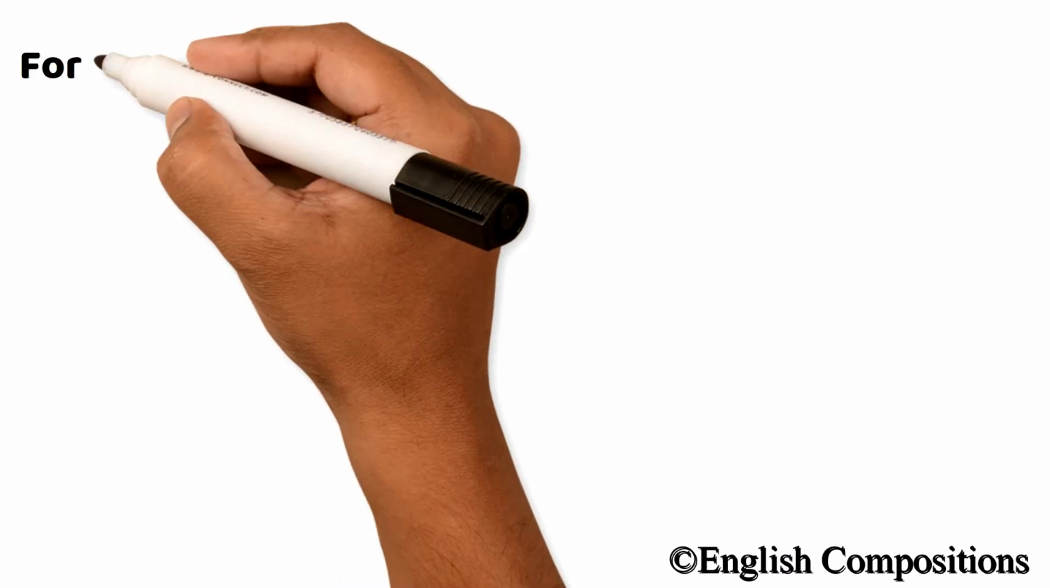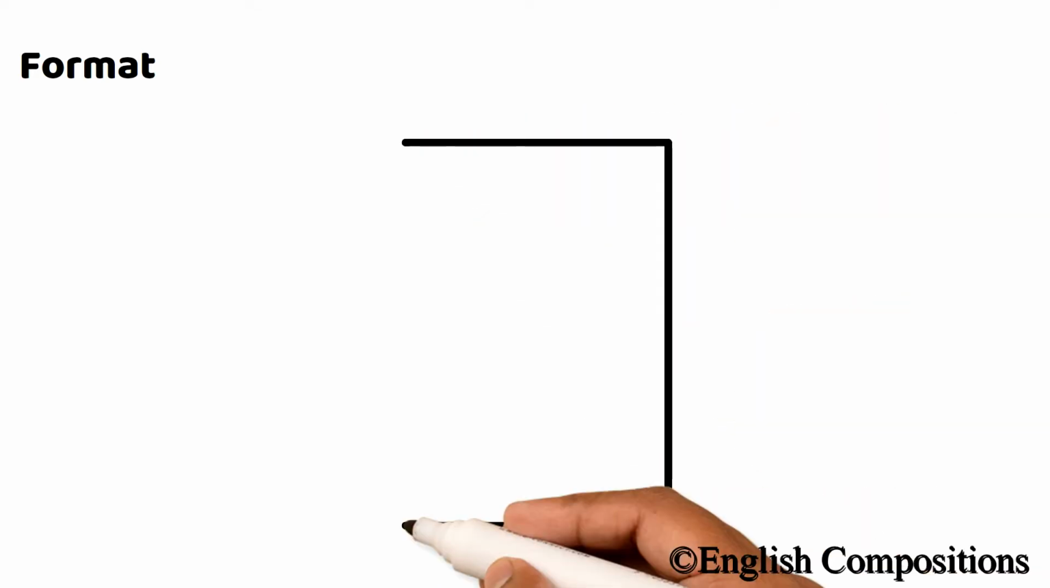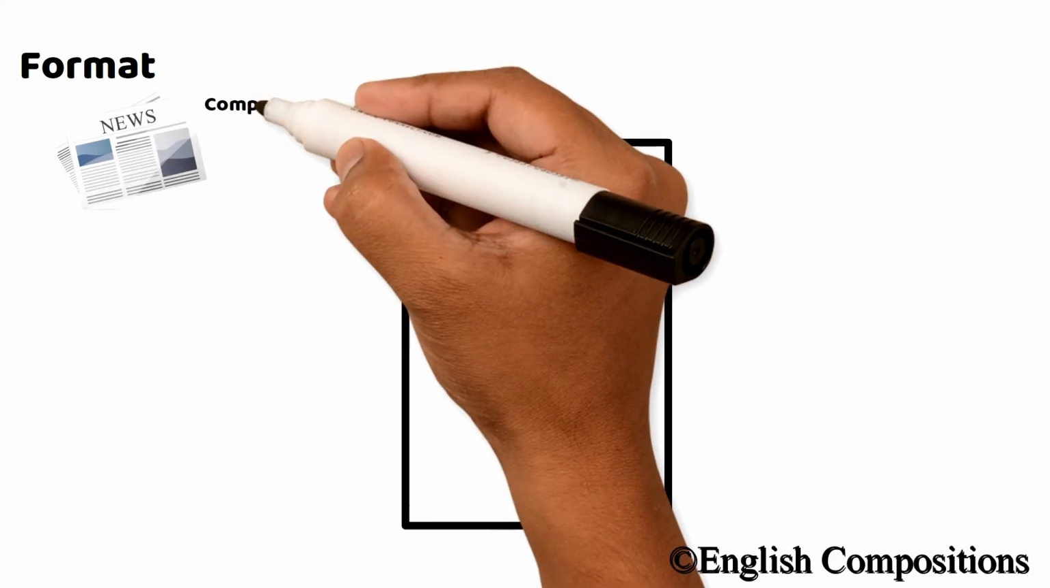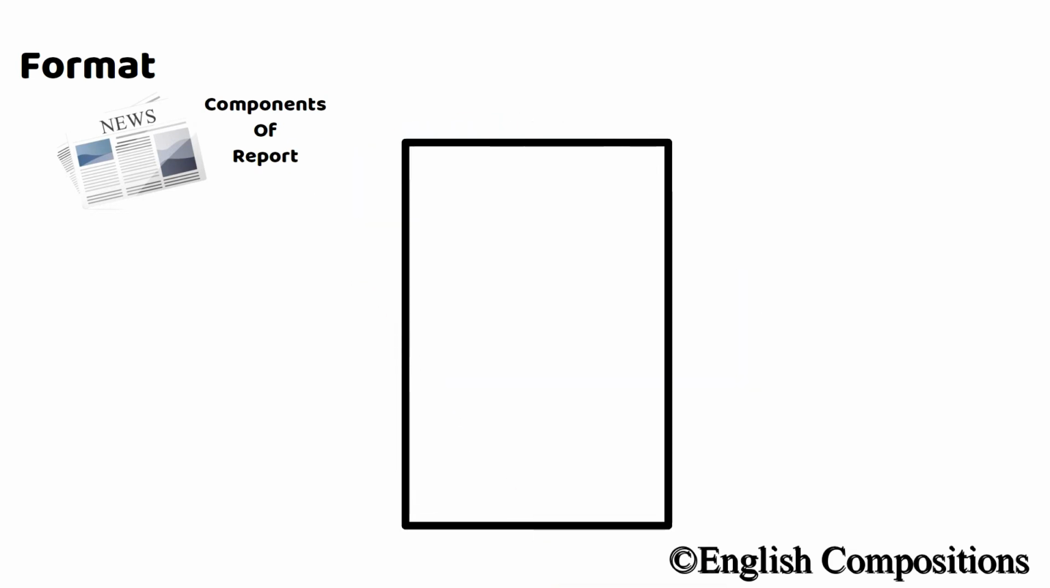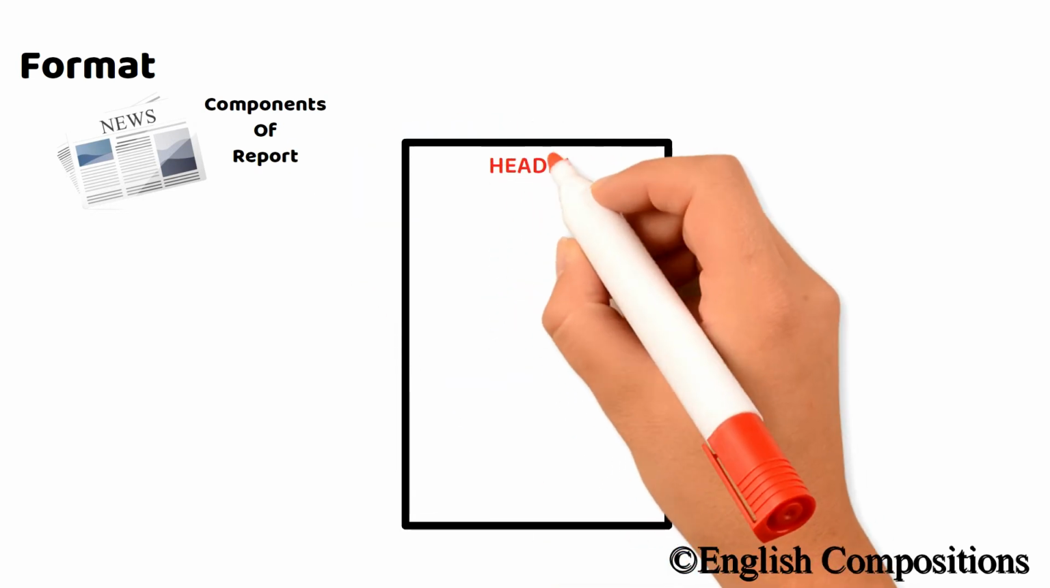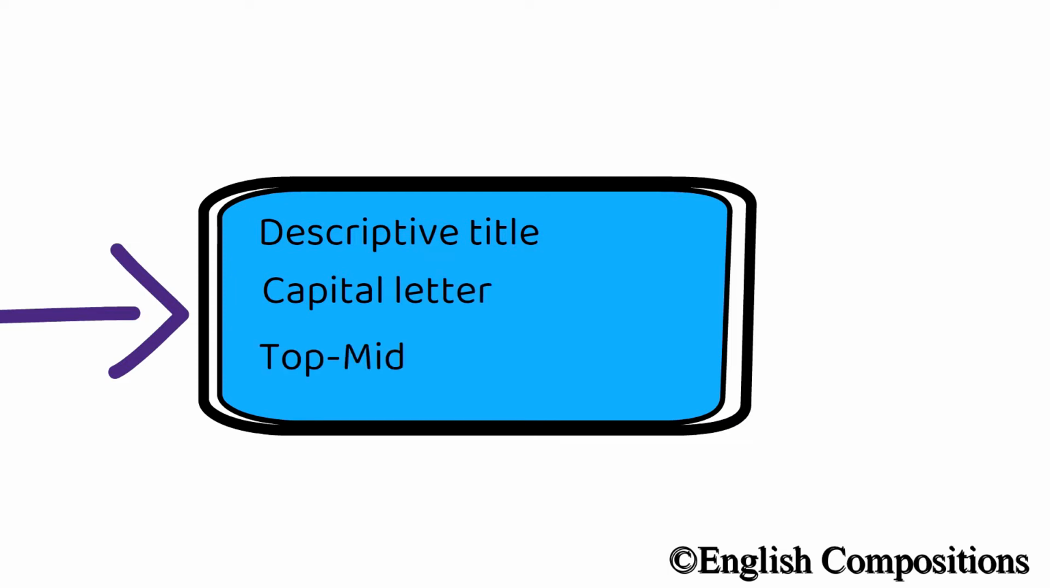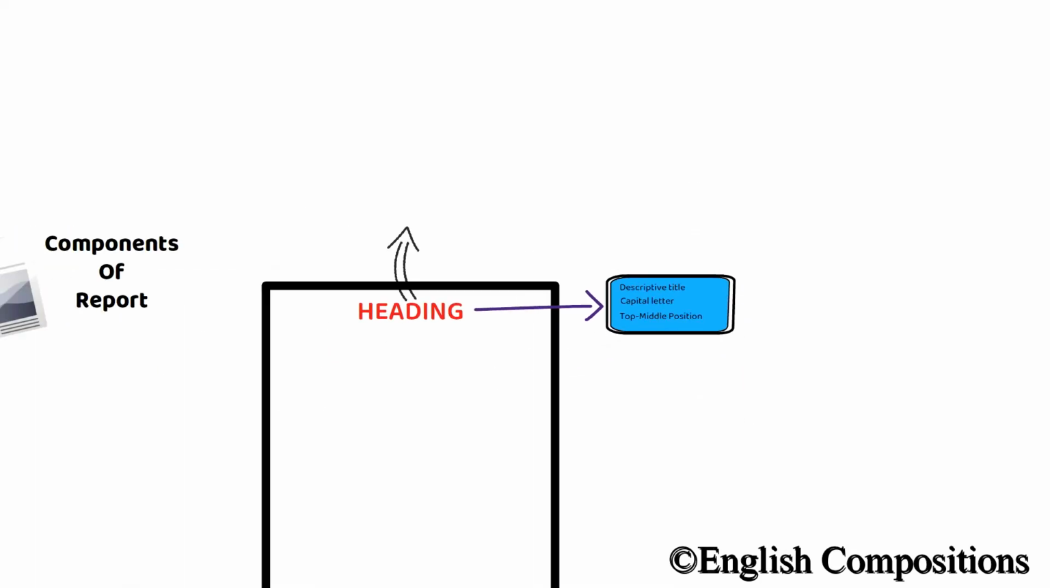So here comes the main point, the format of writing a report. Basically, the format of writing a report for newspapers and magazines is going to be discussed here. A report has a few components in it. These are: heading, a descriptive title that is expressive of the contents of the report. The heading has to be in capital letters, and it will be written in the middle and at the top of the paper. Now, headings are of 2 kinds.